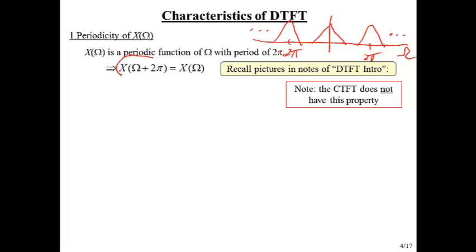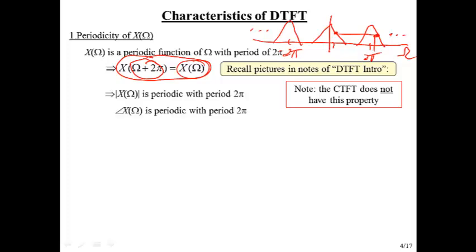And so all that means is that if we offset omega by 2 pi, we get exactly the same value as having not offset it. So pick a value of omega, go 2 pi over, you'll have the same value. And since the function itself is periodic, that periodicity carries over to the magnitude as well as to the phase plot.